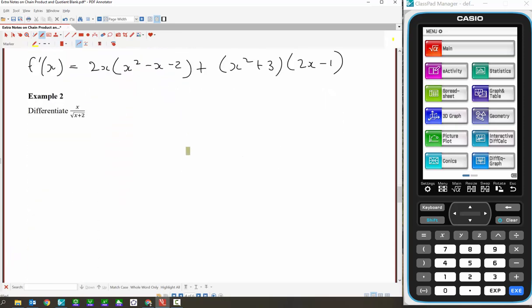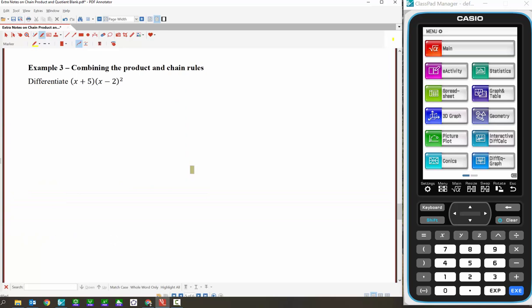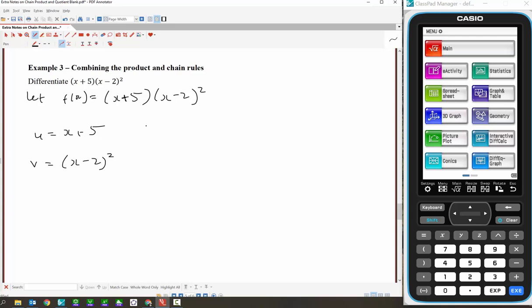Alright, in class we jumped over example 2 and went straight to example 3, which was the combination of product and chain rules. Okay, so just say we were asked to differentiate this. Let's let f of x equal x plus 5, x take 2 squared. So if I had to differentiate this, it's two functions being multiplied together, a linear and a quadratic. So I've got u equals x plus 5 and v equals x take 2 all squared. du dx equals 1. dv dx equals.